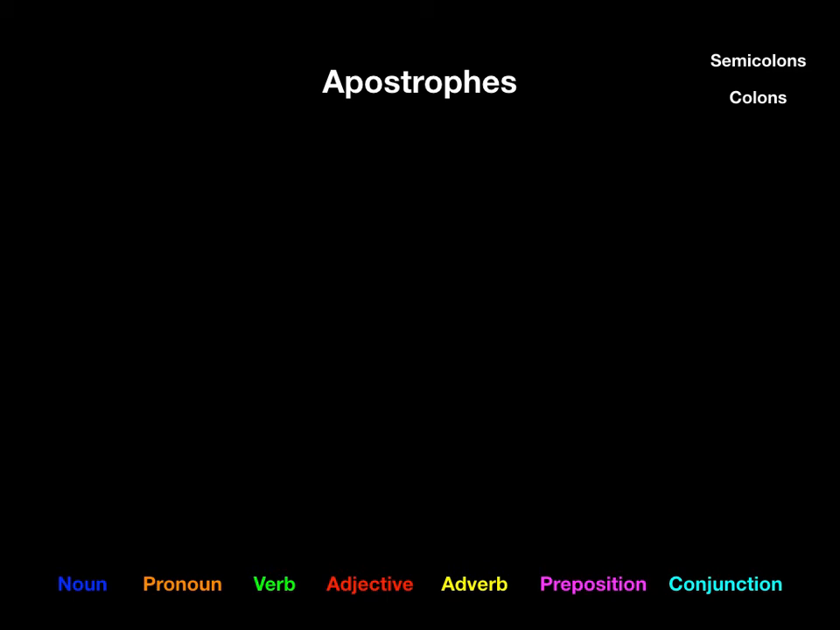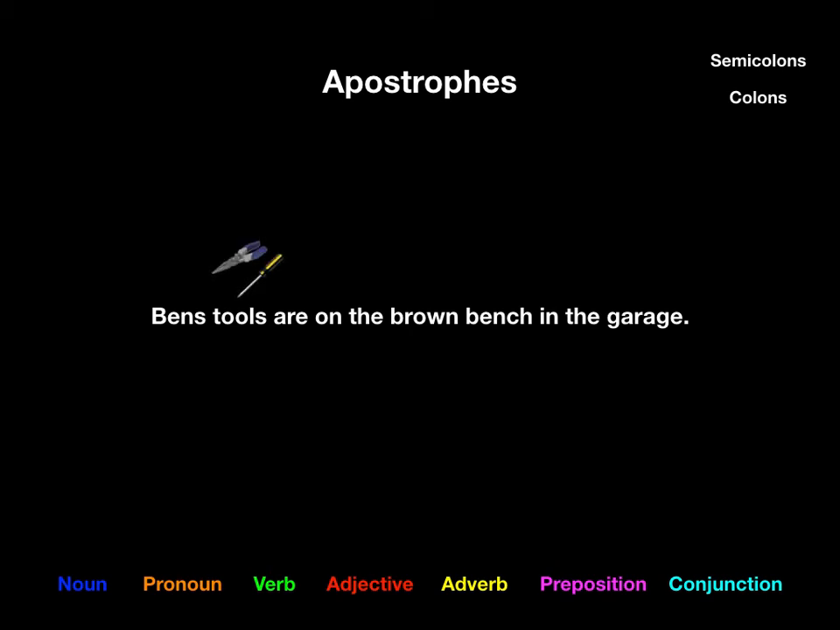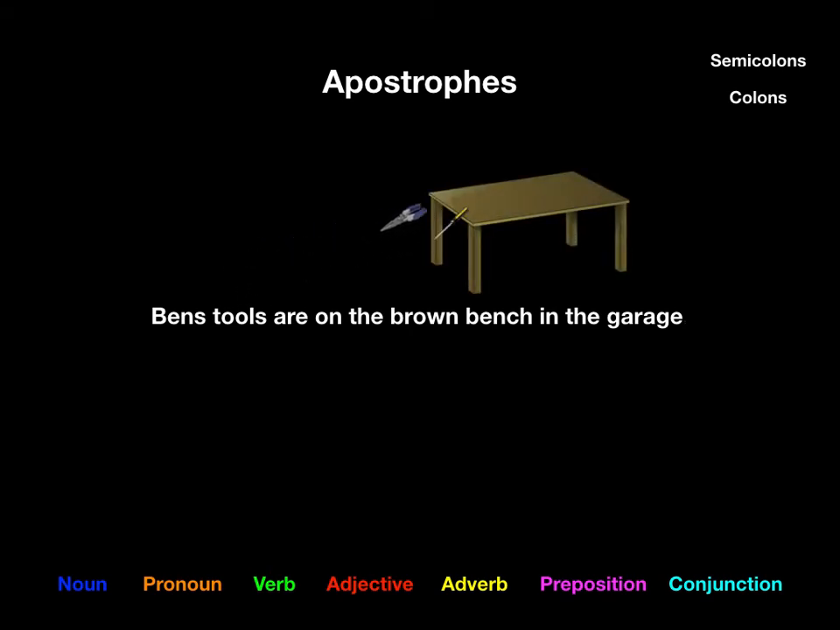While we will look at apostrophes in a later lesson, this lesson will focus on apostrophes and how they denote possession or ownership. In order to illustrate this, let's take a look at an example sentence. Ben's tools are on the brown bench in the garage. Here we should note the S on Ben's.